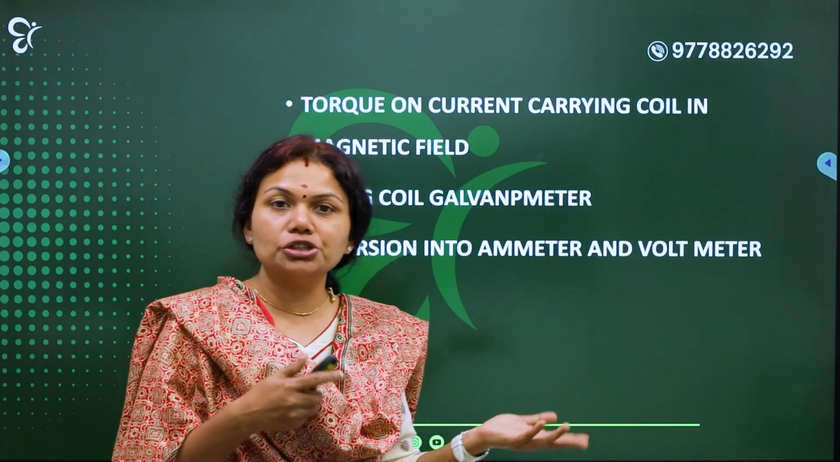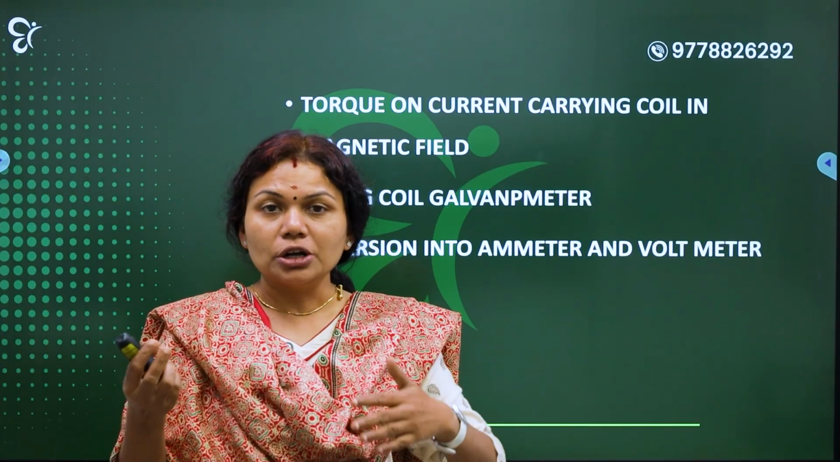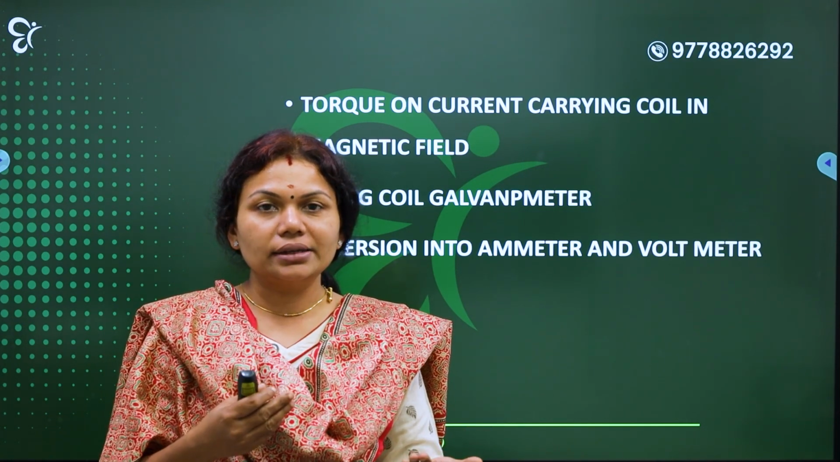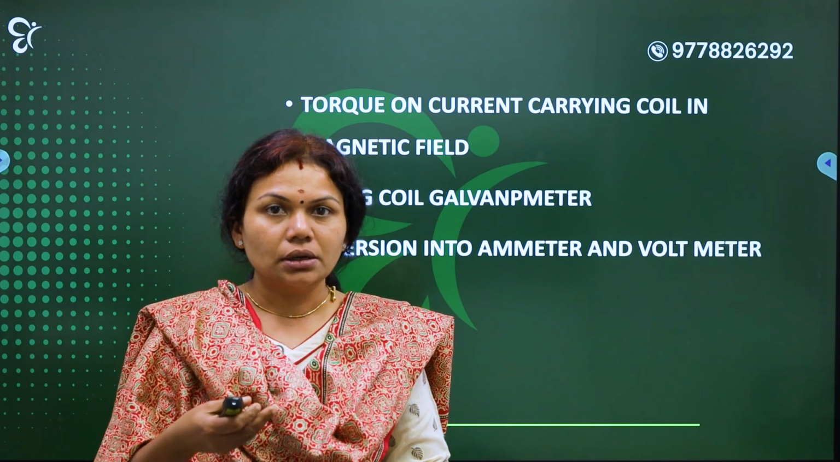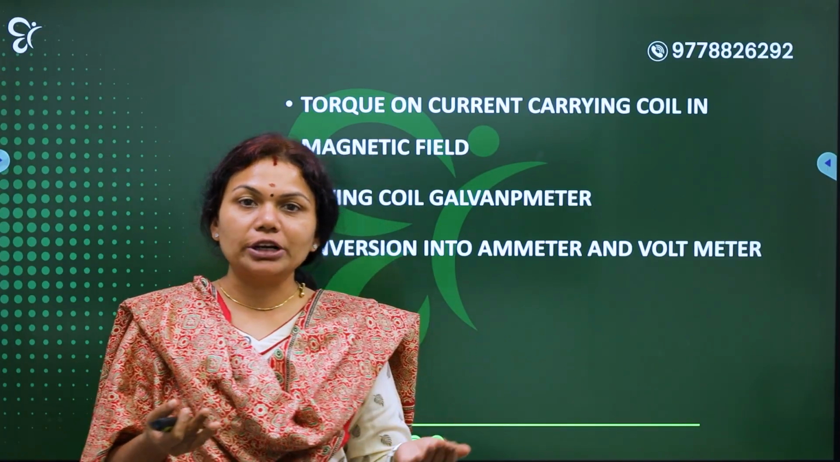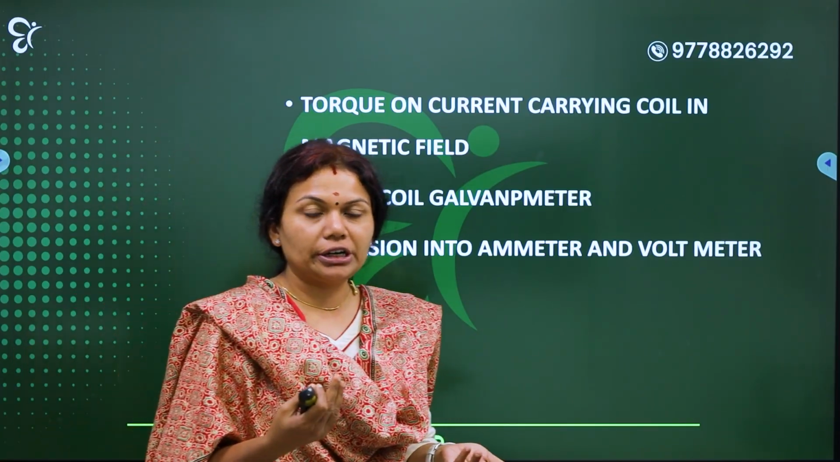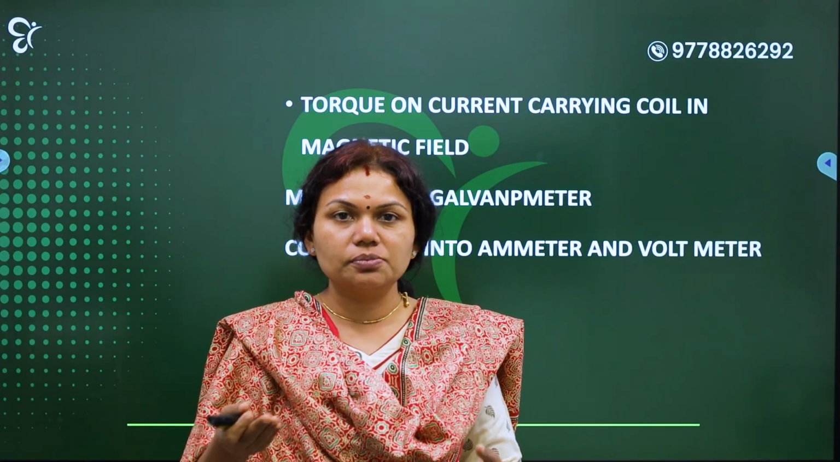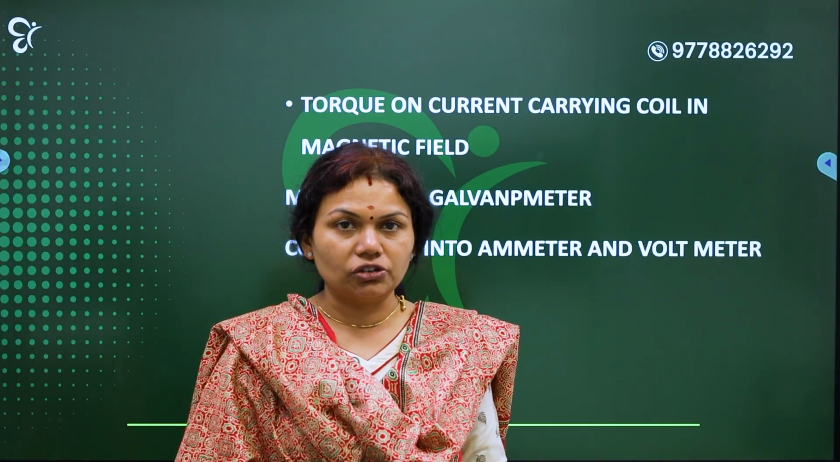Galvanometer can be converted into ammeter and voltmeter. So how can you convert a galvanometer into an ammeter? By connecting a small resistance S in parallel. When it is connected in parallel, the equation for effective resistance is important. That is, effective resistance becomes GS by G plus S, parallel combination.